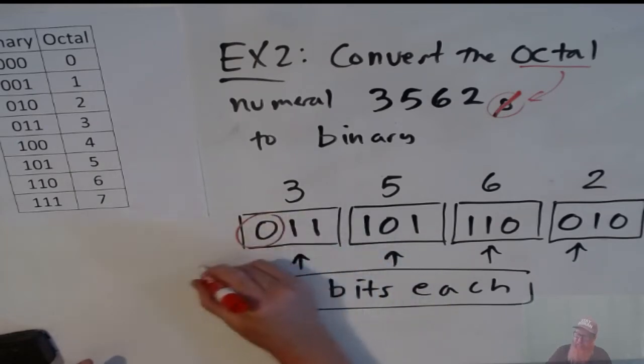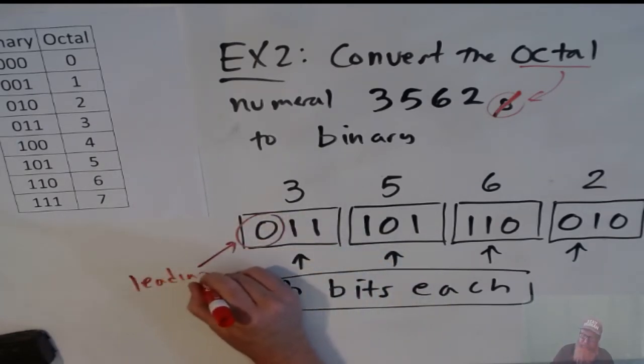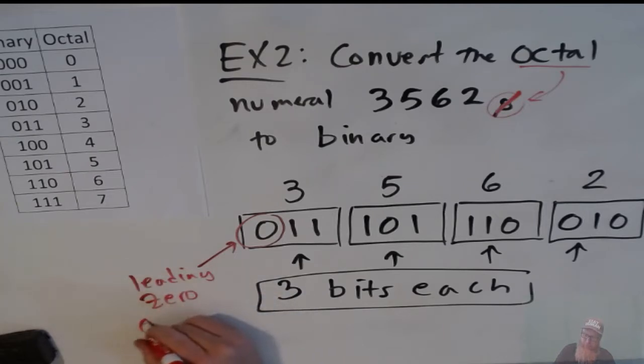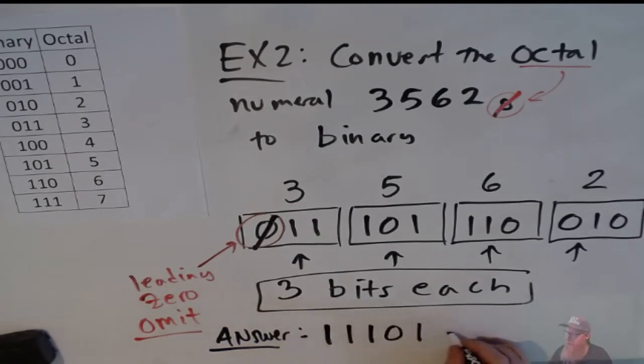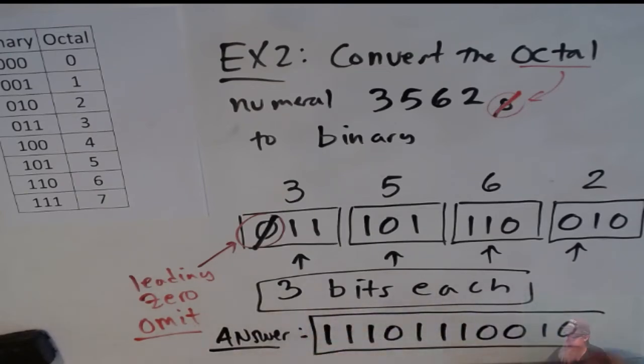If you have a leading 0, you're going to omit it from your final answer. So your final answer, omit that 0 and just say 1, 1, 1, 0, 1, 1, 1, 0, 0, 1, 0. And this would be your base 2 binary representation of this octal number.